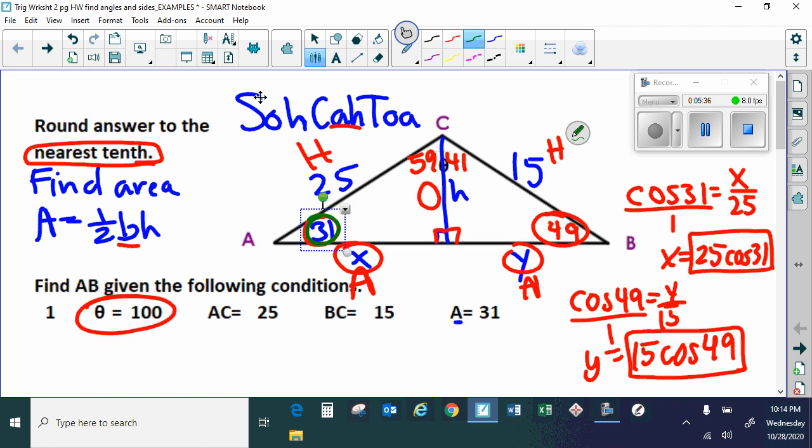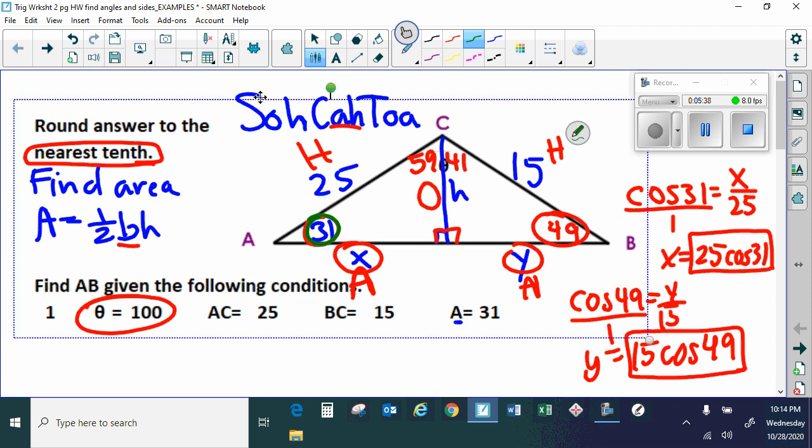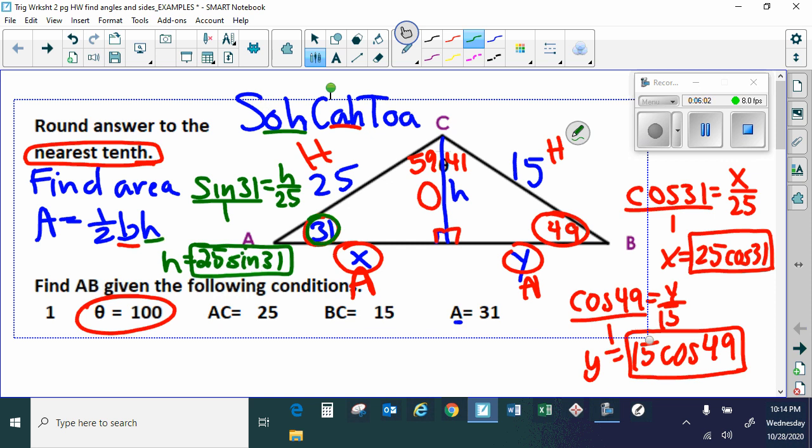Okay, so if I'm going to use 31, then O, or the height here, is the opposite over hypotenuse, which is sine. So I'd have sine of 31 equals H, for the height, over the hypotenuse, 25. Cross multiply, and I get H equals 25 sine 31. Okay, now I have all I need. I have the height now. I just found the height.